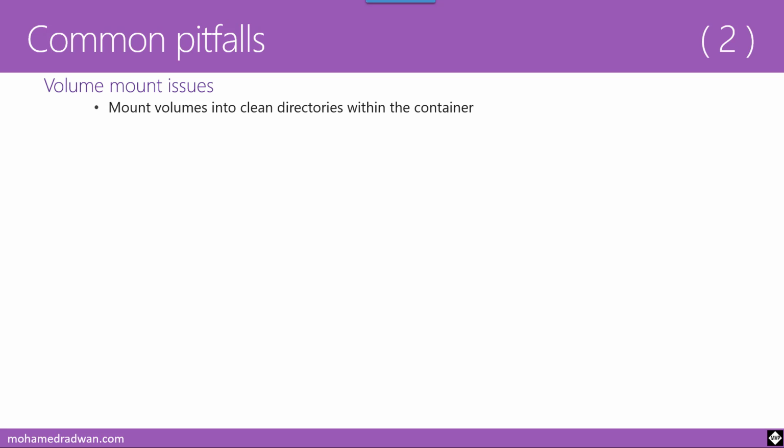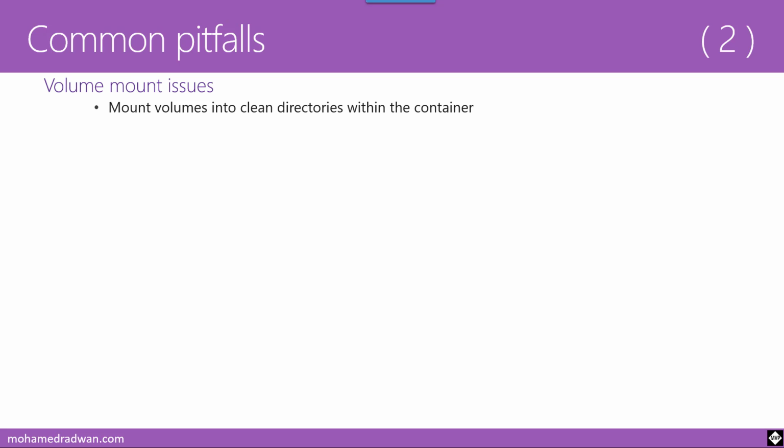Next, mounting volumes into non-empty directories within the container. If you are mounting a volume over an existing directory and you expect to see the files from the existing directory, you won't. I can't see the files from the existing directory. I will only see the mounted volume, so I can manage that through the containers. And this is consistent with the behavior of mounting, because Docker volumes are based on the mechanism of Unix file system mounting.